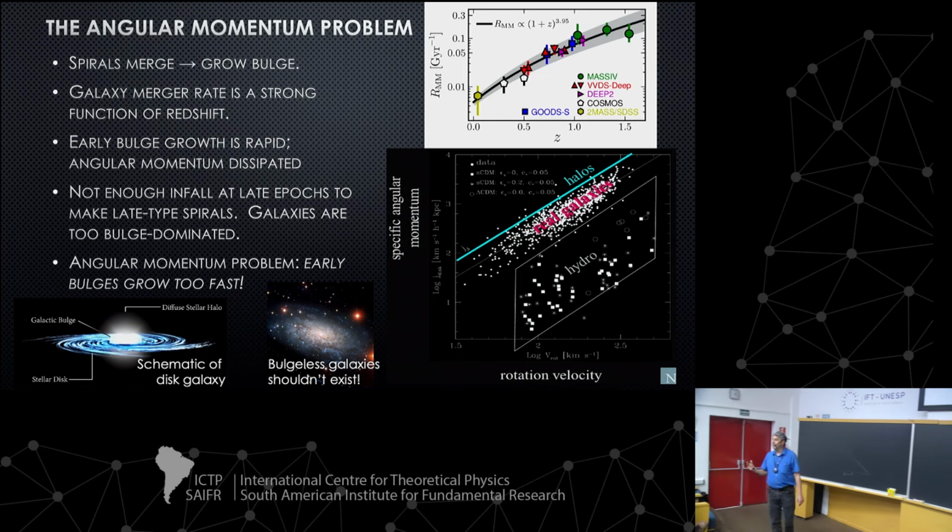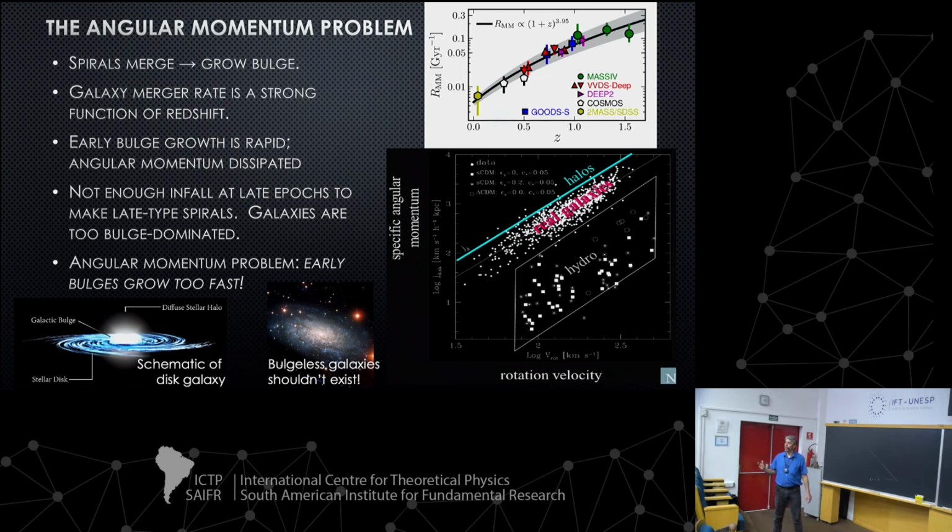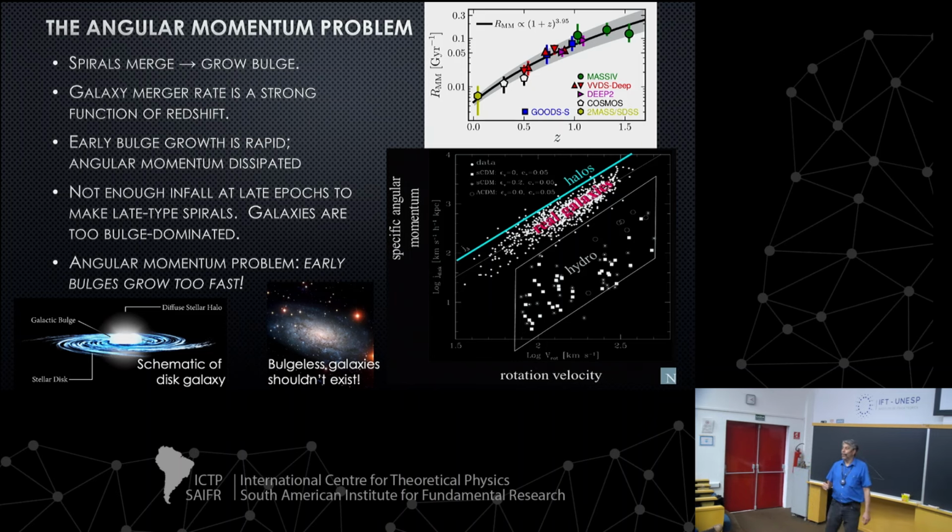So you can see where this angular momentum problem comes from, right? It comes from the fact that because of these early mergers, we've grown the bulge so big that we can't actually form things like Sc and Sd galaxies anymore that have small bulges today. Right? Because once you form a bulge, how do you get rid of it? The bulge is there, it's just sitting there down in the center. You can't do much to get rid of a bulge.